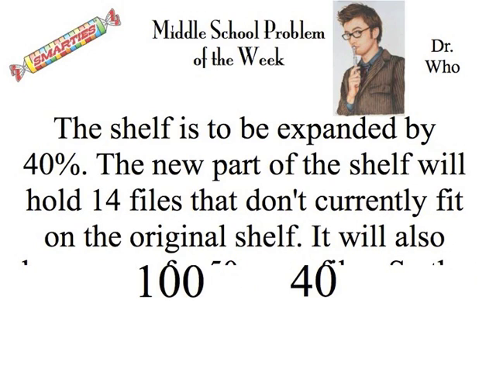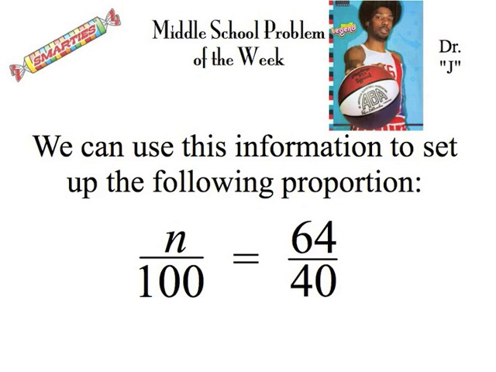So we're going to set up a proportion. The number of files on the current shelf, n, is to 100%, as the files that will fit on the expansion of the shelf, 64, is to 40%.